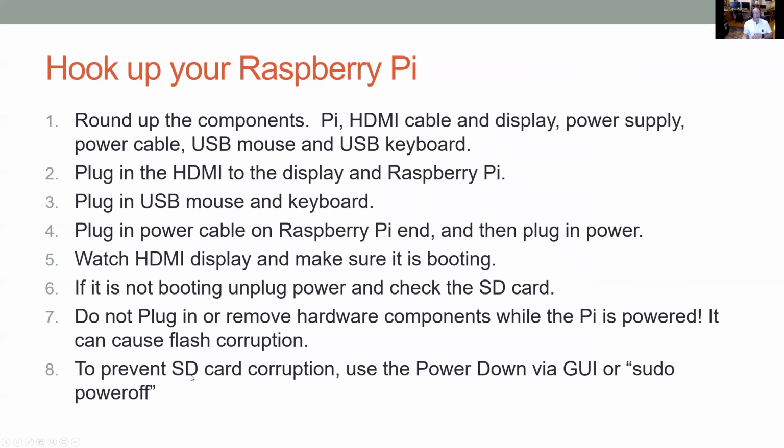And once again, if you need to power off your system, it's best to use the GUI power down or sudo poweroff. One other thing you might see on the upper right-hand corner of your screen is a little lightning bolt. If you see that lightning bolt, it means your power supply is a little low on power. So watch out for systems that have that. It may be a power supply that doesn't quite have enough current for that Pi.